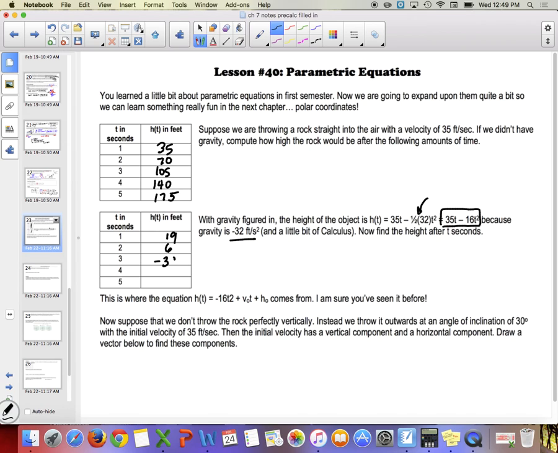You've got to help me out. Negative 39, what did I say? And then negative what? 225. So these are on the ground.